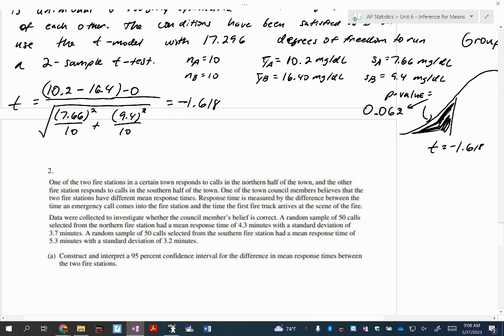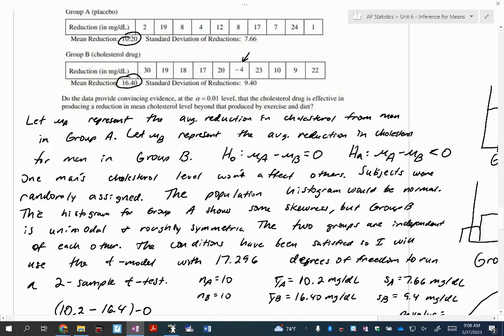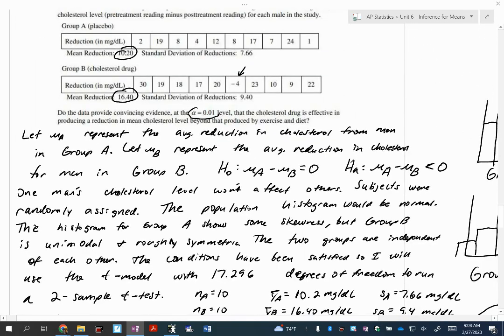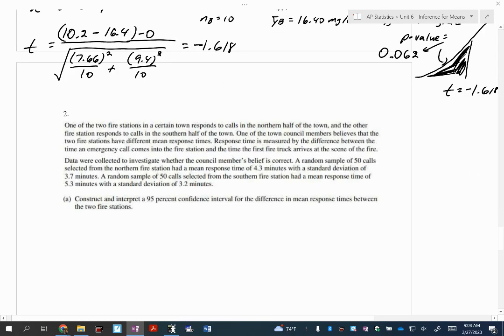Okay, comparing that to the alpha we normally use of 0.05, you can still see that the p-value is above alpha, but the alpha they wanted was an alpha of 0.01, and it's definitely not below that. So our p-value is above 0.01, so I will fail to reject the null hypothesis.